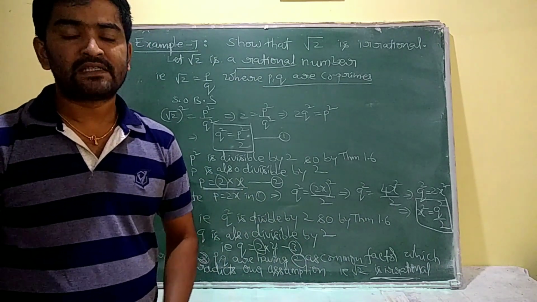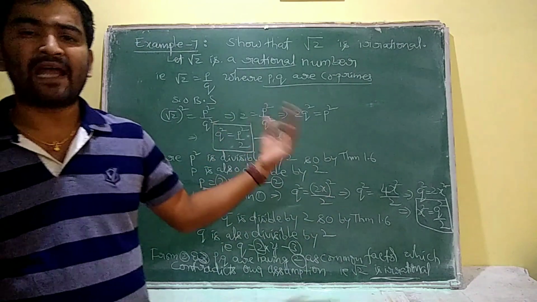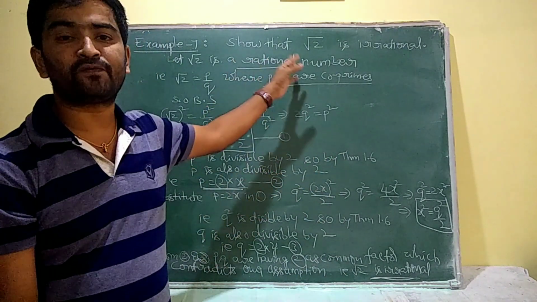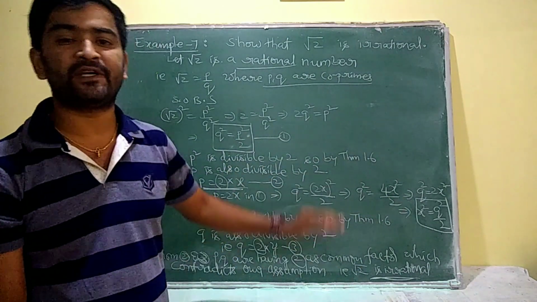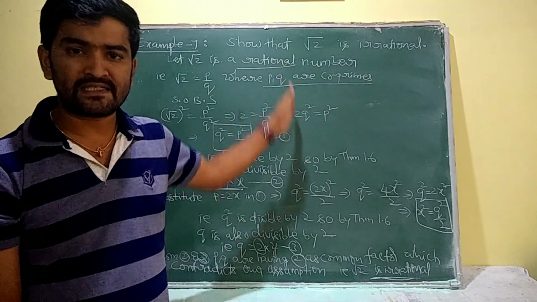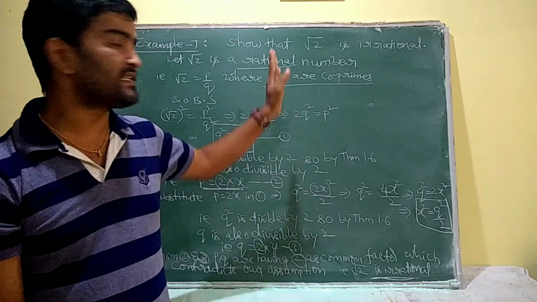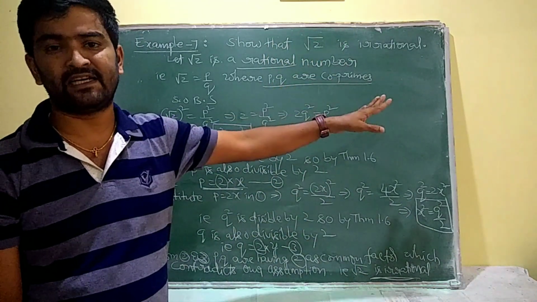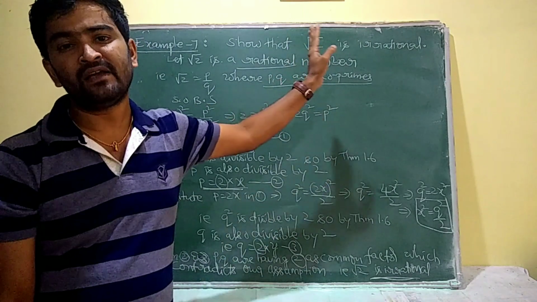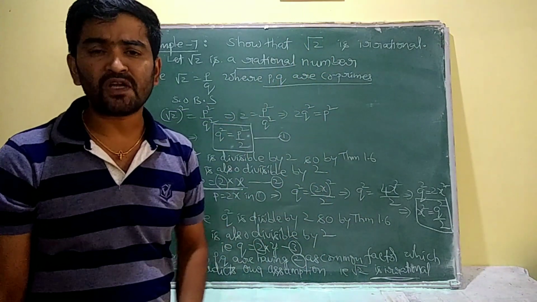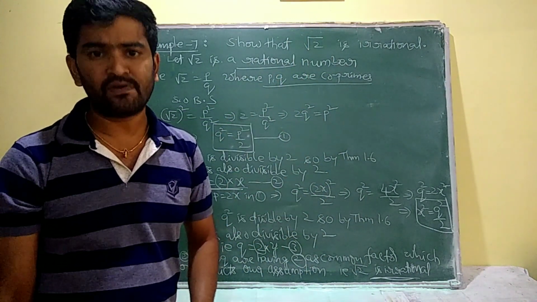Similarly, we may prove any such number, that means root 3, root 5, root 7. Any non-perfect square can be proved in a similar way. For example, if he asks us to prove root 3 as an irrational number, we just have to replace the 2 with 3. Then we will get the root 3 proof. We will do that.